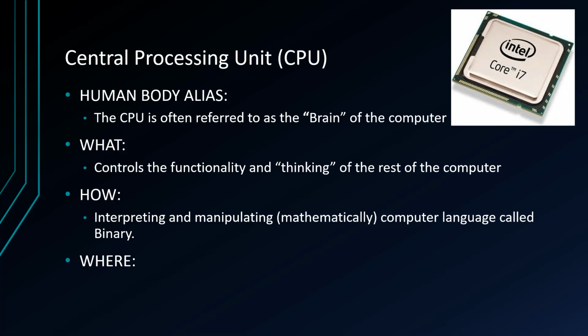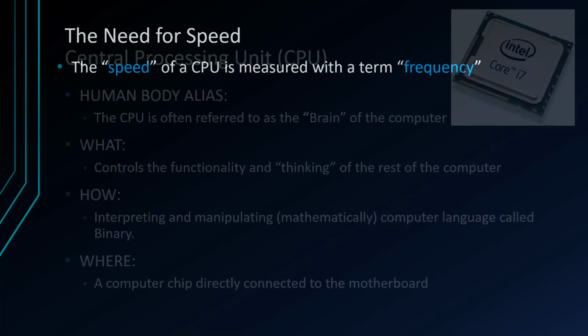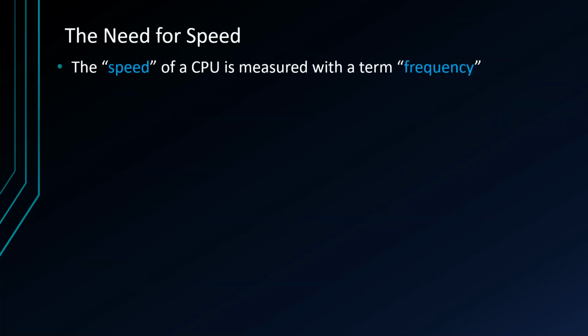So anything that we want to run super fast is going to be connected directly to the motherboard. The CPU is one of those things. So a computer chip is directly connected to the motherboard. And we saw a picture of where that went in the first image of the motherboard. So let's talk about the speed.